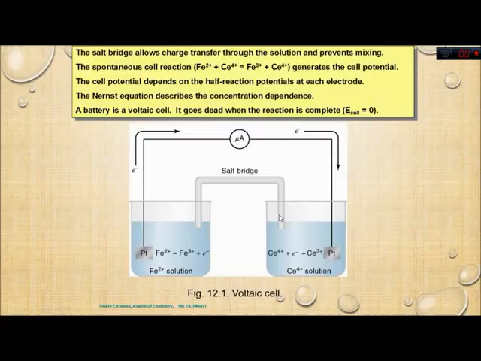When there is a flow of charge, or you can say flow of electrons, then EMF is produced. The spontaneous cell reaction for this is given as Fe2+ plus Ce4+ gives Fe3+ plus Ce3+, and it generates a cell potential. This cell potential depends on the half reaction potential at each electrode. Here you can see the electrodes are provided, and this can be calculated by the Nernst equation, which we will study later in this slide. This type of battery is known as a voltaic cell.